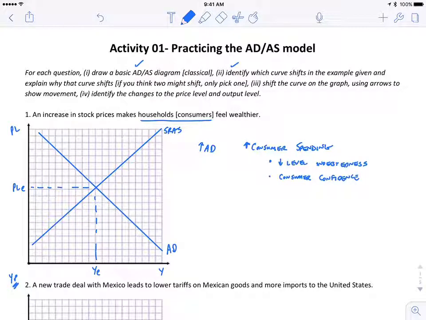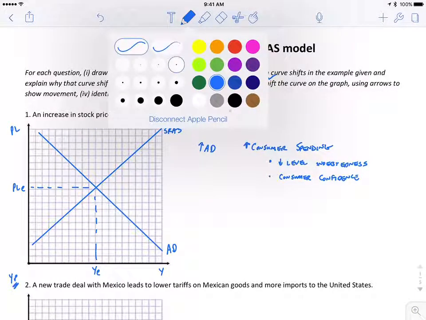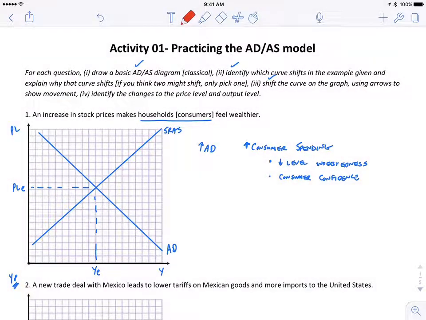So we did number two. Number two is multi-part. Number three, shift the curve on the graph and use arrows to show movement. The IB is real big on this, especially when you're doing your paper ones. So we're going to shift our aggregate demand curve to the right. It's a shift of the curve. Nothing else about the curve is going to change. So we're going to try to get it as close to parallel as we can. And I'm going to label that AD1 to show our new aggregate demand curve shift.